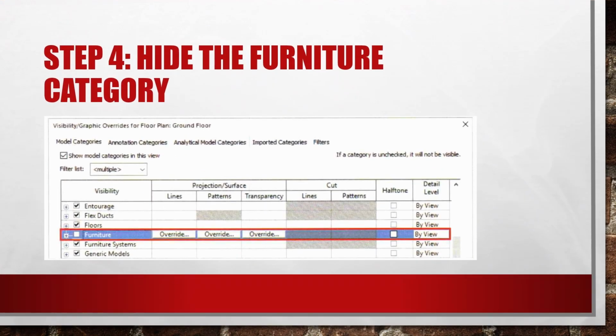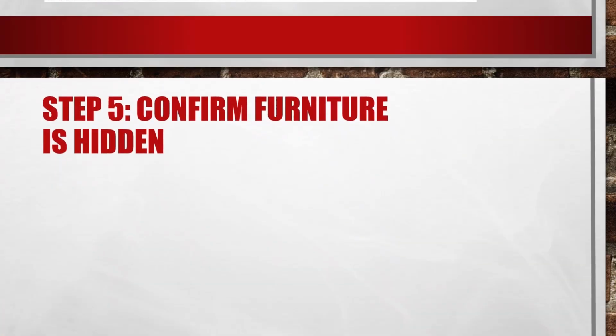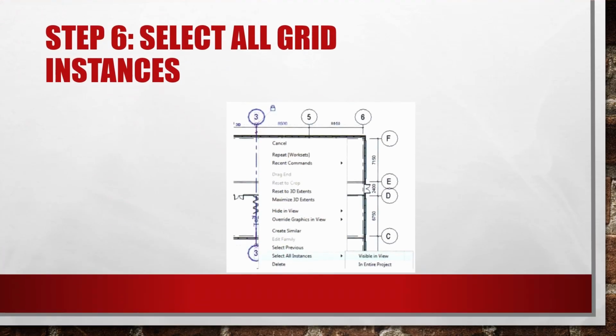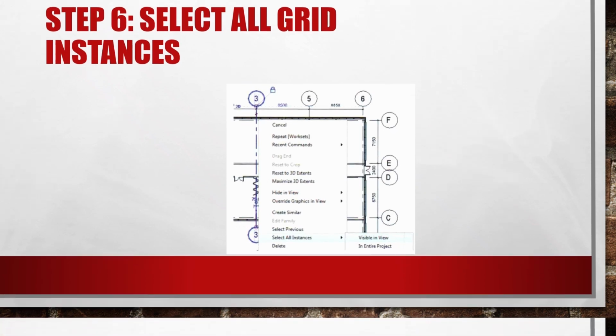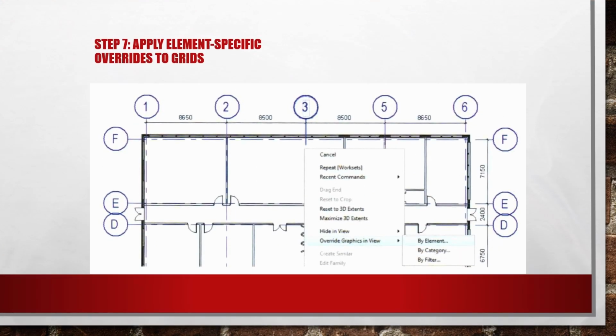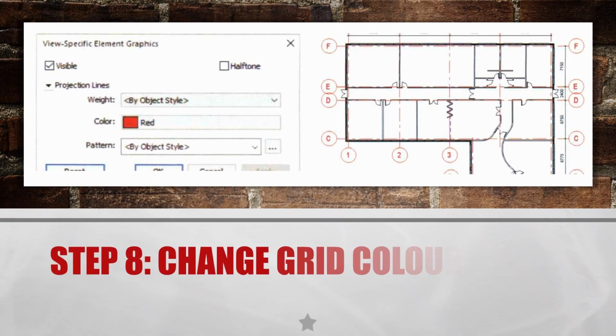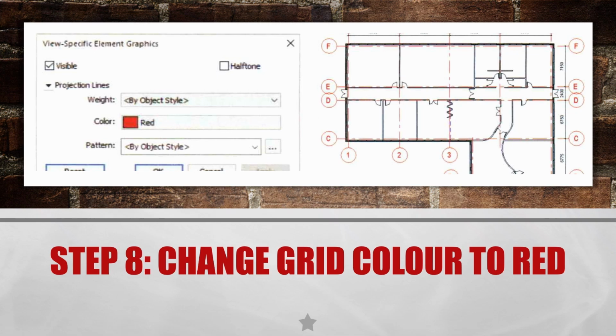Step 4, from the Model Categories tab, untick the box adjacent to furniture. Step 5, click OK and notice that the furniture is now hidden. Step 6, select any one of the grids, right-click and choose Select All Instances, then Visible in View. Step 7, right-click again and override Graphics in View by element. Step 8, change the color of the grids to red and click OK.